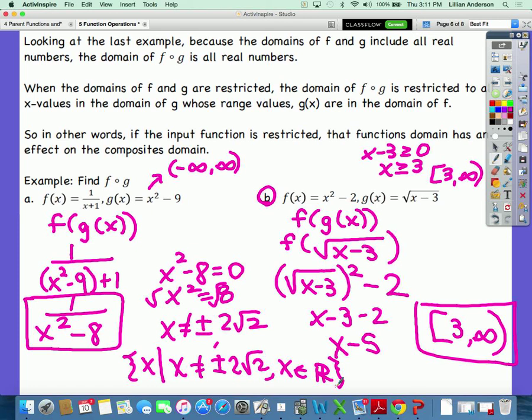Questions on domain of composite functions, especially when there's a restriction? I'm going to stop here and I'm going to do the last little bit on Monday after you guys take a quiz.